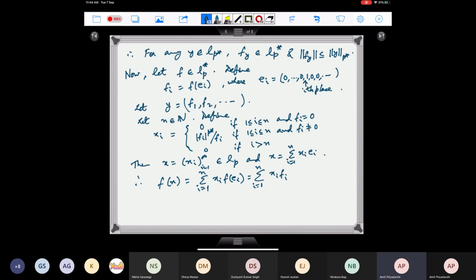But what is xi times fi? See, xi is defined as mod fi to the p star divided by fi. So fi xi is equal to mod fi to the p star if fi is non-zero, and if fi is 0, then it will be equal to 0, which again is same. So this I can write as summation i equal to 1 to n of mod fi raised to power p star. Is it okay? So f of x is the summation of i 1 to n mod fi to the p star.